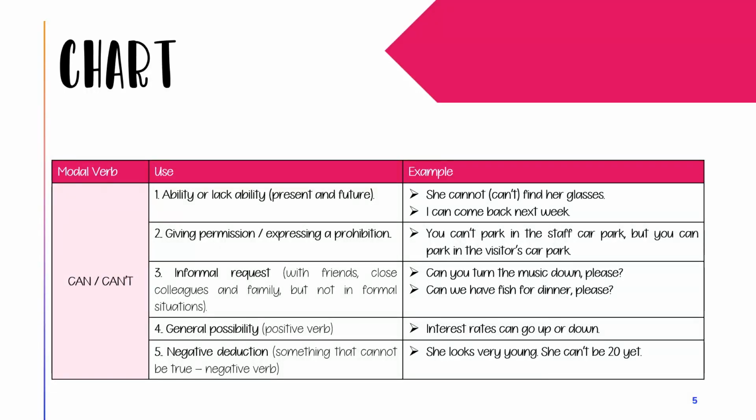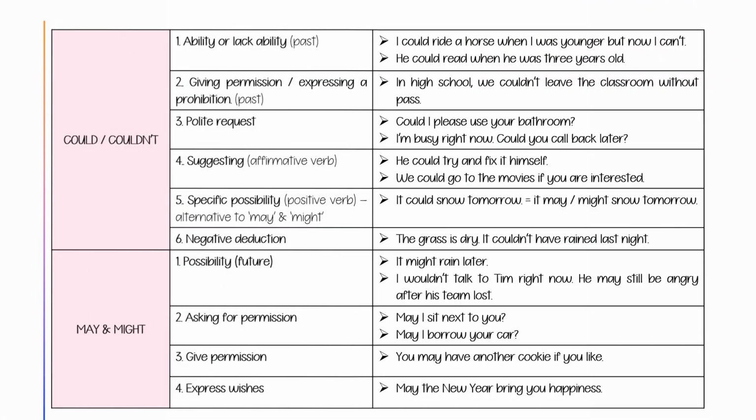It is also used for informal requests with friends, close colleagues, and family, but not in formal situations. Can you turn the music down, please? Can we have fish for dinner, please? For general possibility, with a positive verb: interest rates can go up or down. And finally, for negative deduction, something that cannot be true, with a negative verb: she looks very young, she can't be 20 yet.